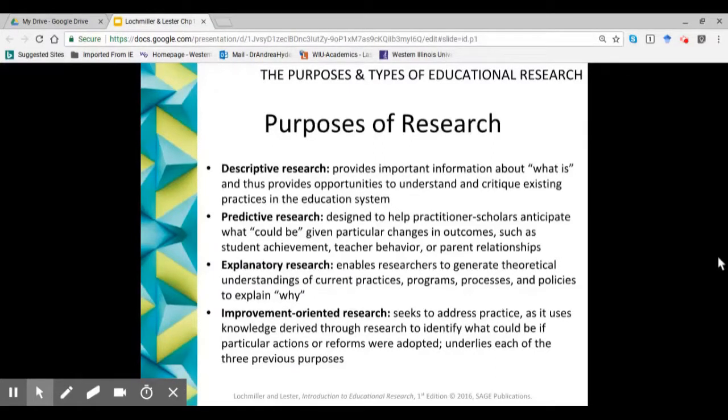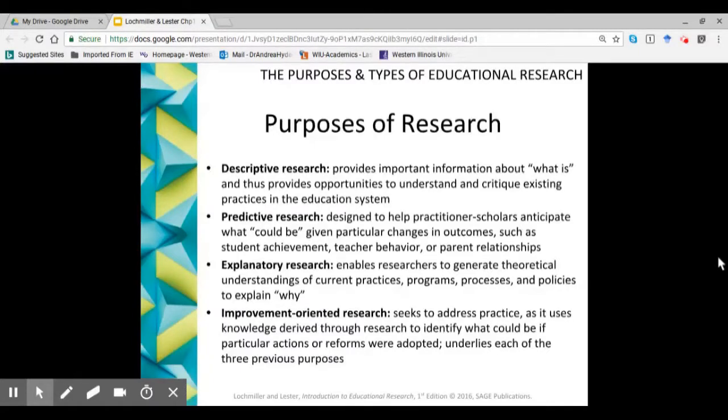Descriptive research is going to do what it sounds like: provide important information about what is, not trying to change anything, just trying to understand it, perhaps to critique what's going on, but certainly to describe it. You can describe it neutrally, favorably, or negatively. Of course, some researchers say that all research should be bias-free, and others say that research is never bias-free, and we'll get into that a little bit later.